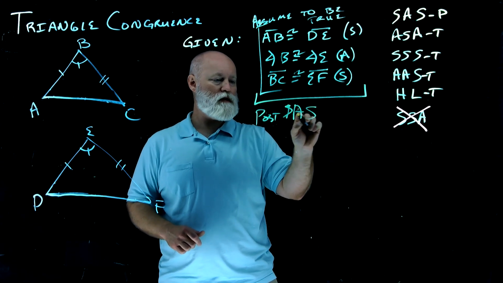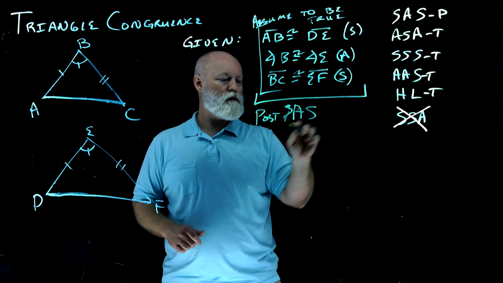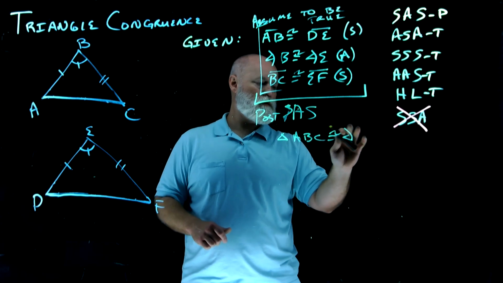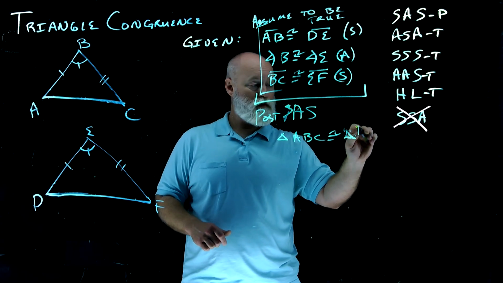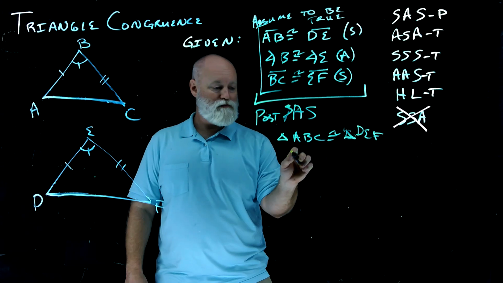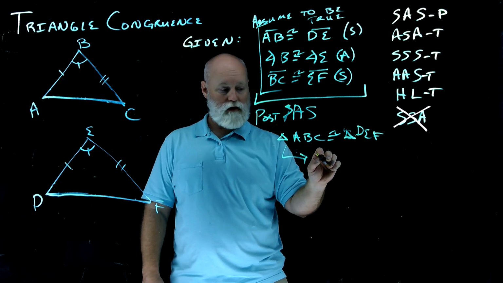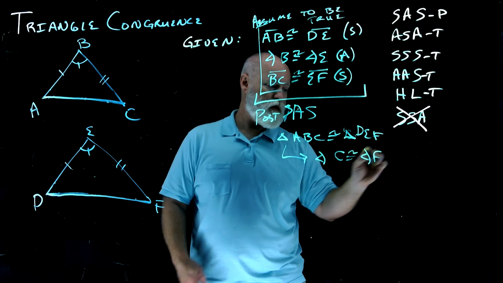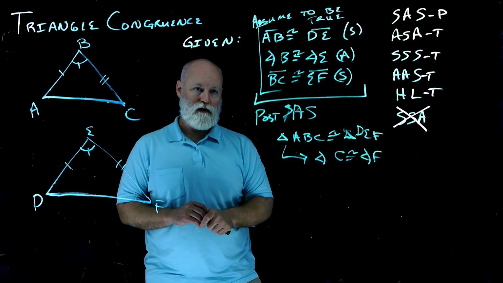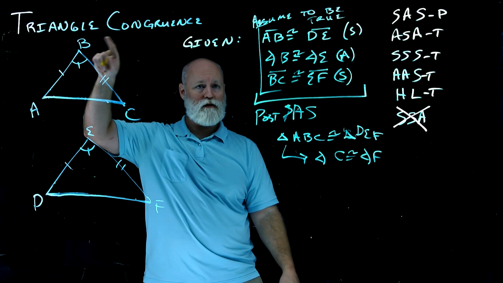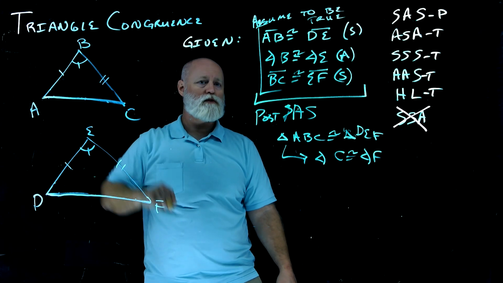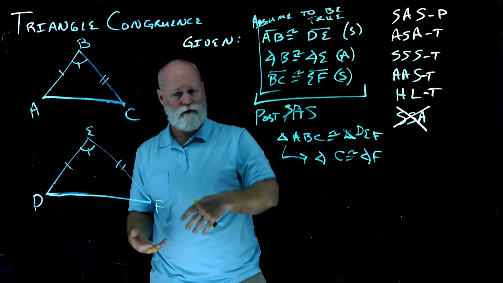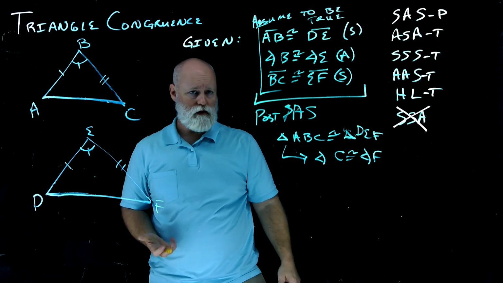side, angle, side, is that triangle ABC is congruent to triangle DEF, which means that angle C is now also congruent to angle F. That's what that means, right? Because remember, go back to the definition of congruent triangles. It means that all the corresponding sides of these two triangles are congruent to each other. All the corresponding angles of these two triangles are congruent to each other.